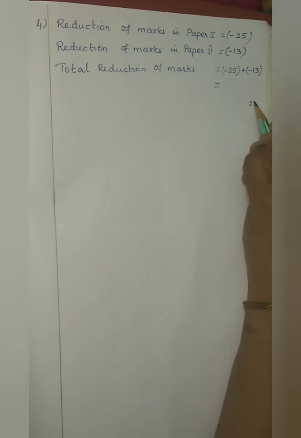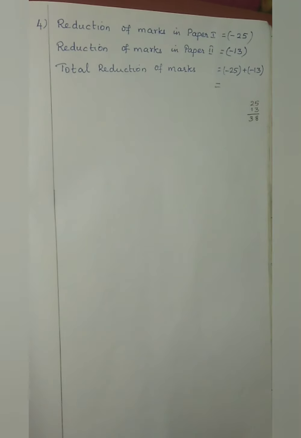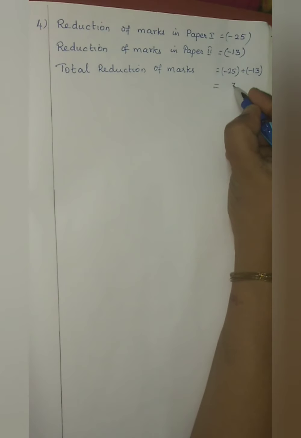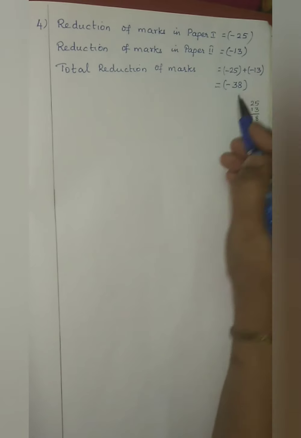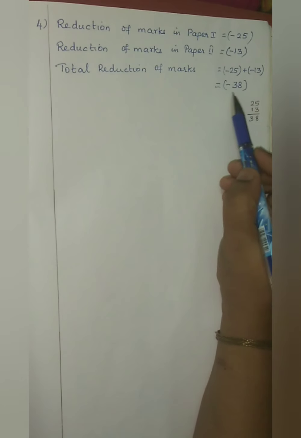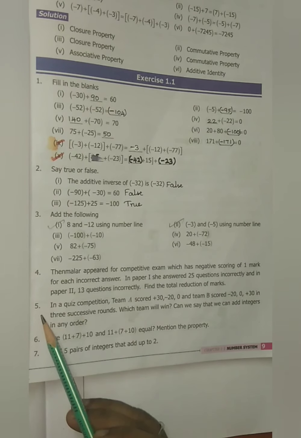So, 25 plus 13 is equal to, add these two, 38. So, write 38 and put the same sign. We have minus in front of both the integers. So, put minus 38. So how many marks got reduced? 38 marks got reduced.